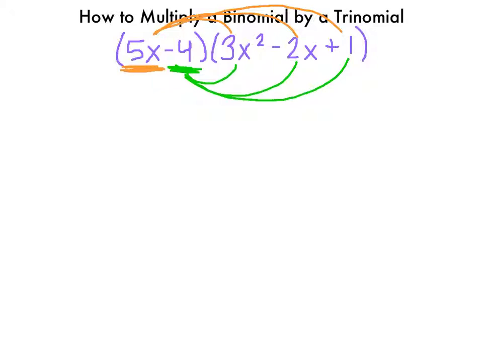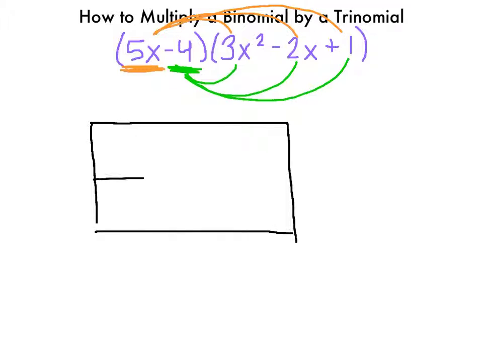Now we're going to go ahead and look at the box method. So in the box method, I'm going to want to make a 2 by 3 grid because we have 2 monomials here and 3 monomials here. So when I do that, the grid is going to look something like this. If you want to draw it the other way so that you have 2 along the top and 3 along the side, you can. And then I'm going to take my binomial and write each term along the side here.